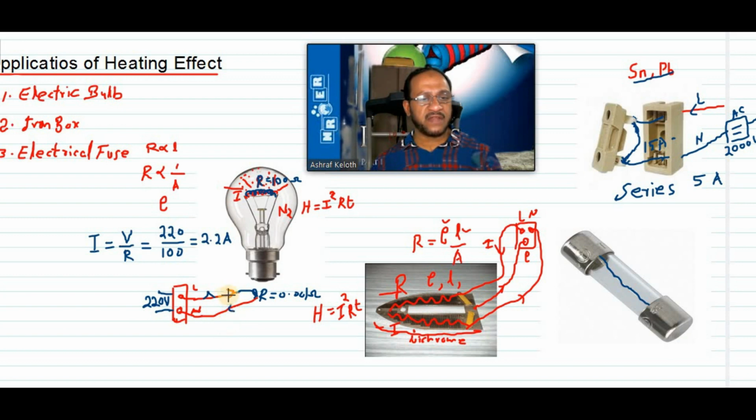Then what will be the current in the circuit right now? When the current flows this way without any device, with the live wire and neutral wire in direct contact, then the current flowing is I equal to V by R. What is V here? V is always 220. The supply voltage is provided by the electricity department. It can be 220 or 110.